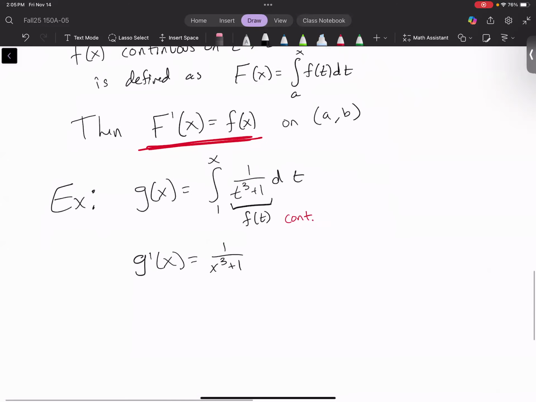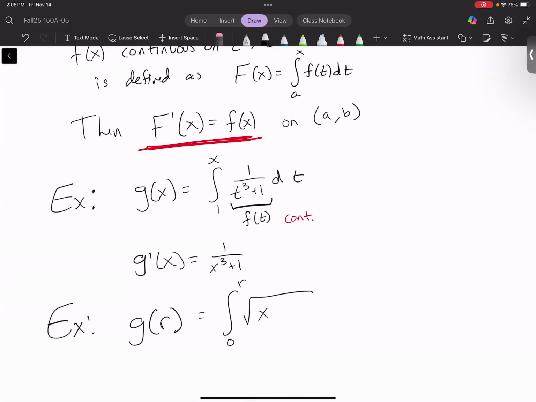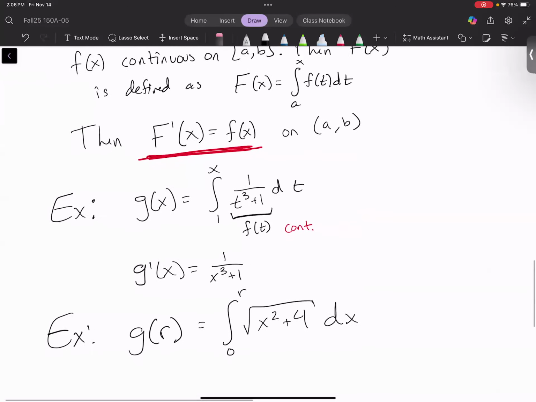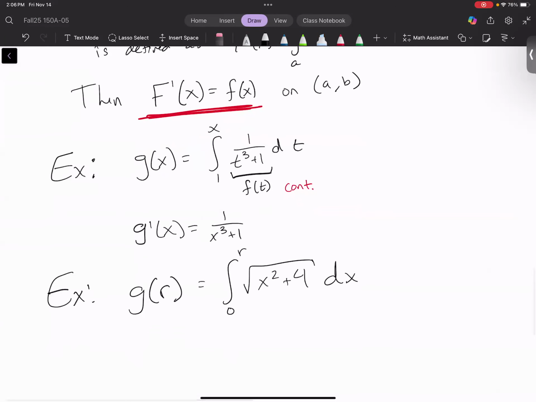All right, so let me get you guys to try an example. g of r here. So I'm switching the variable names around. It doesn't matter. Verify the condition and then use the fundamental theorem of calculus, FTC part 1.